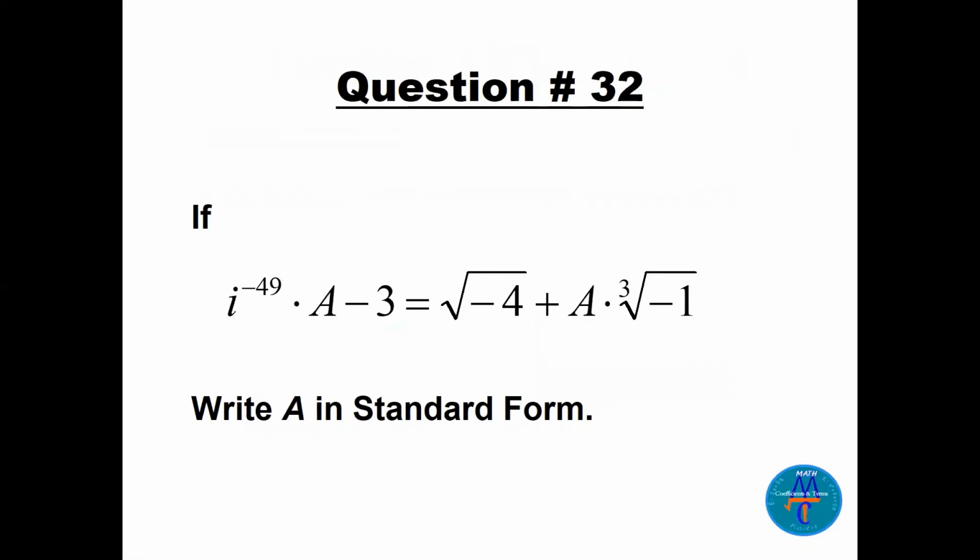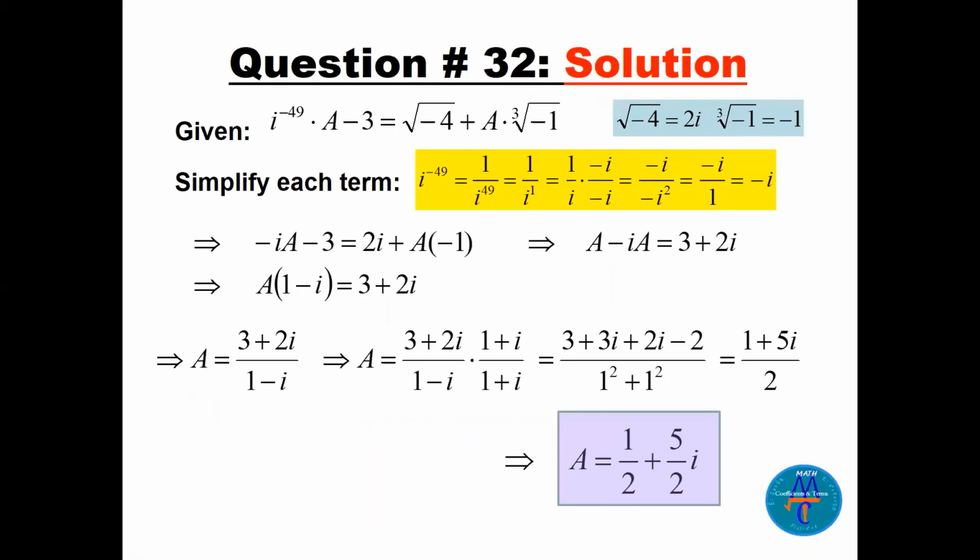Now, complex number again. Maybe not easy. I to the power minus 49 times a minus 3 is equal to square root of minus 4 plus a cube root of minus 1. We need a in standard form. It's not difficult, maybe. Simplify this I. Simplify the cube root of minus 1. We know this is a real number. There is no I. Here there is an I, 2i. Put a on one side and then multiply by the conjugate. It takes time, maybe a few minutes.